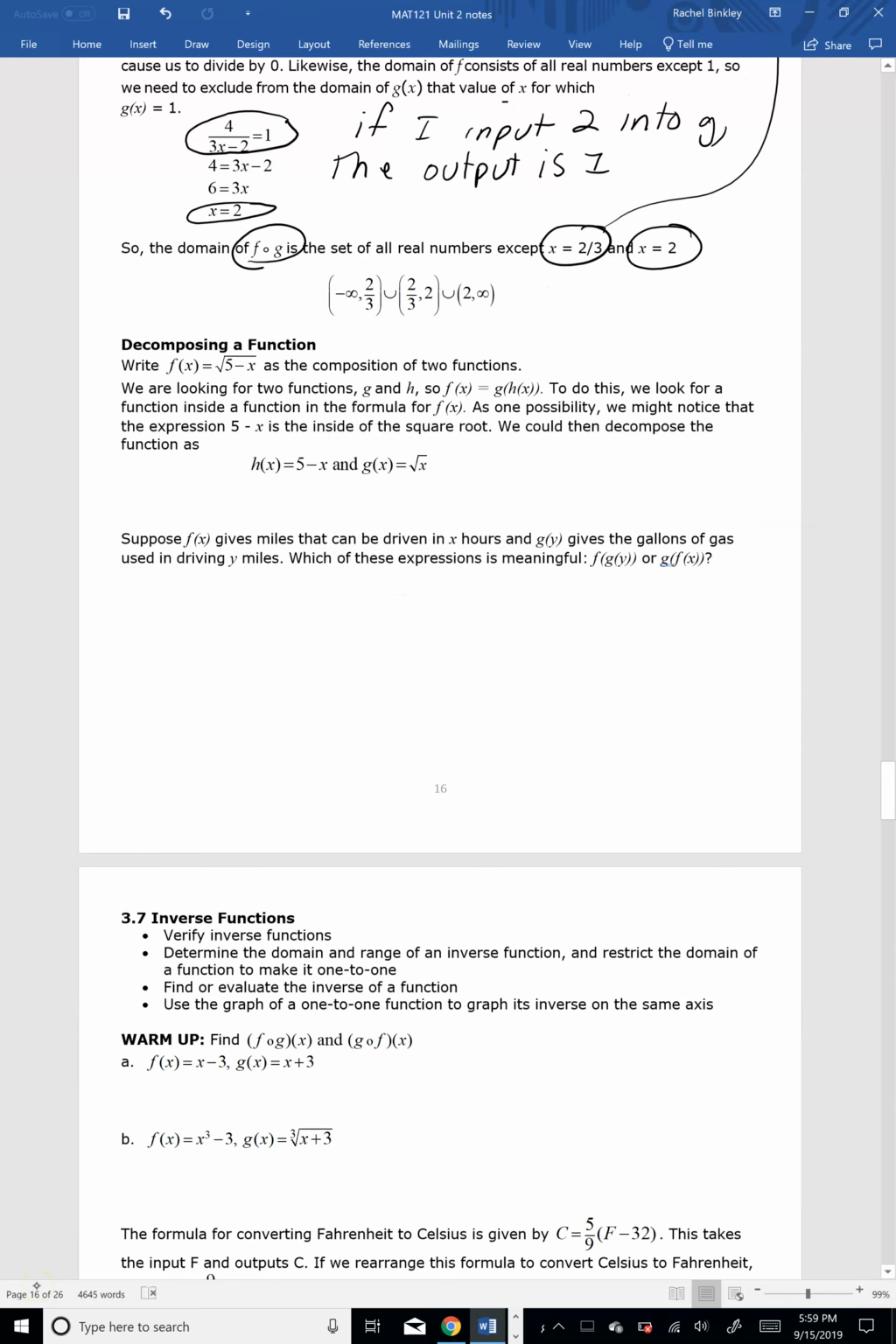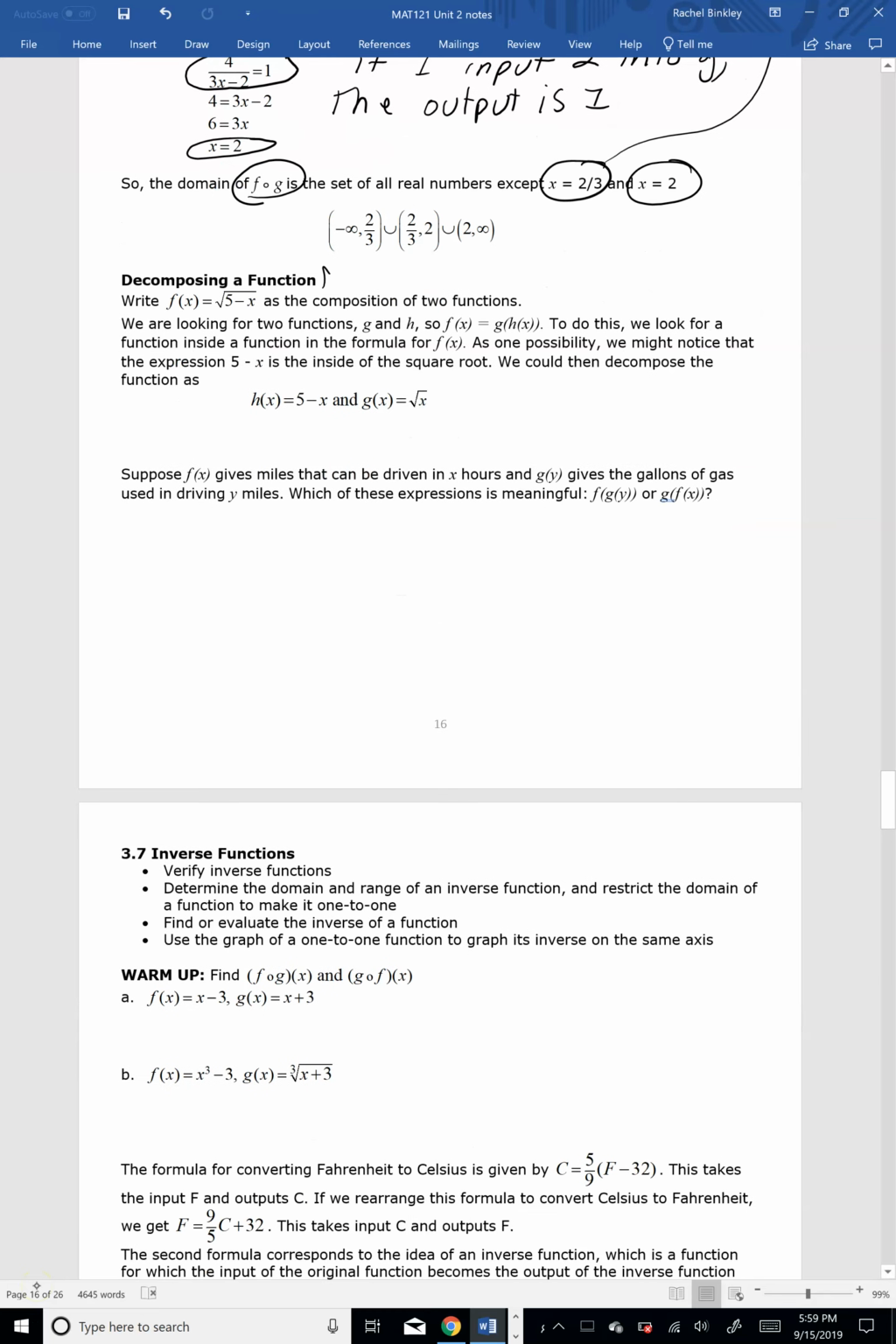So here, decomposing a function is the opposite of composing a function. We have f of x is the square root of 5 minus x. So it wants us to come up with a way where we could make g of h of x. So we're going to have something that is g of x, and something that is h of x.